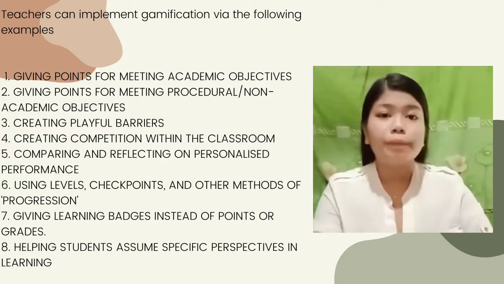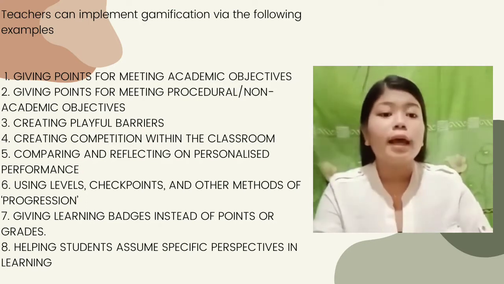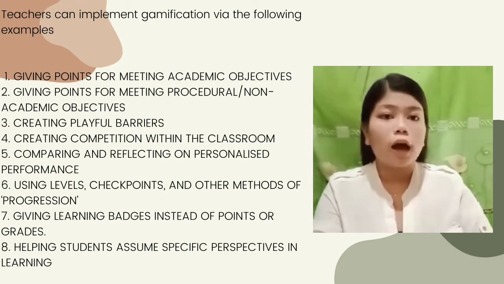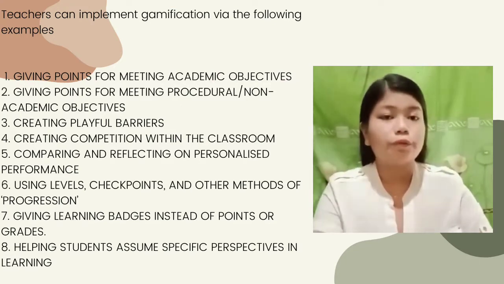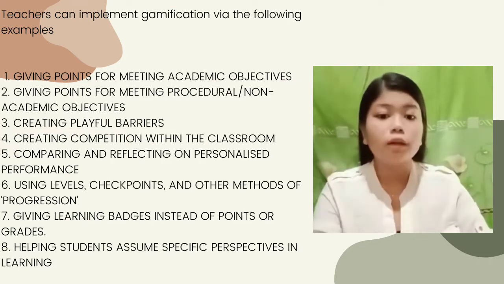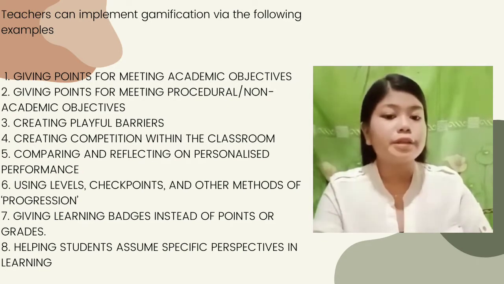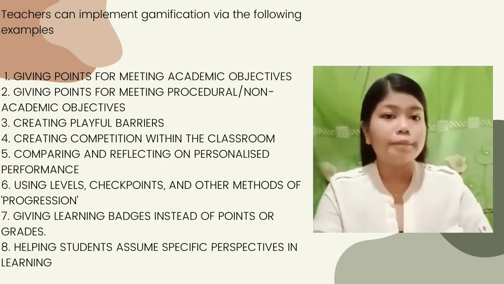Third is creating playful barriers. One of the primary goals of gamification is the use of encouragement mechanics. So fourth, creating competition within the class. Competition in the class, with other classes, or even with the teacher is a surefire game-based element that works. So fifth is comparing and reflecting on personalized performance. Some video games offer a personalized breakdown of the player's performance at the end of each level.